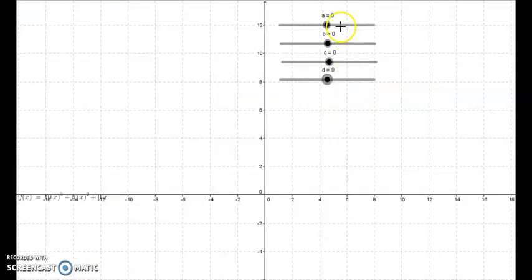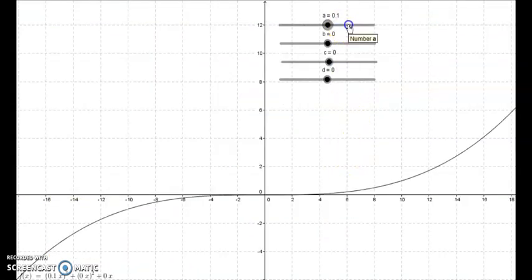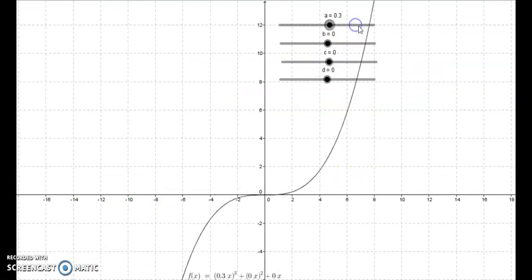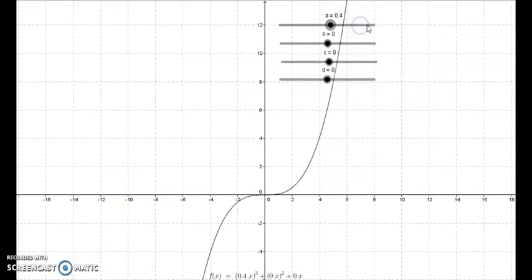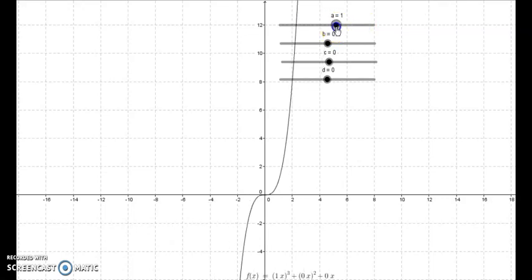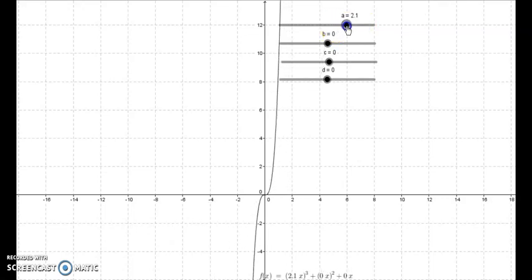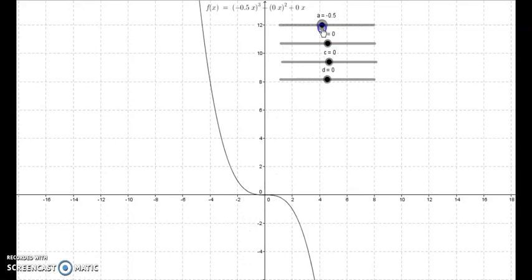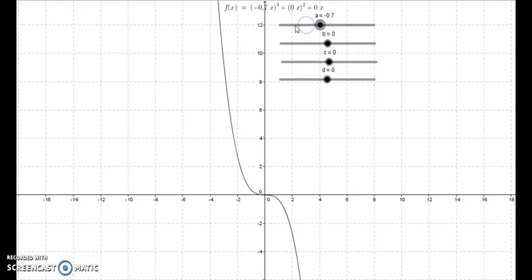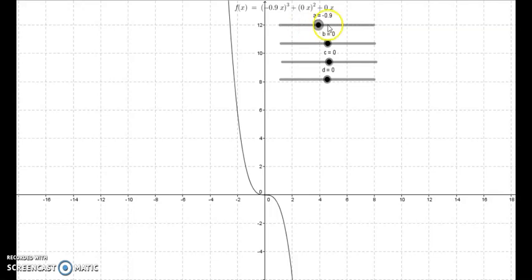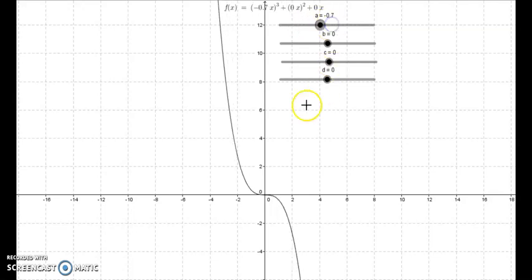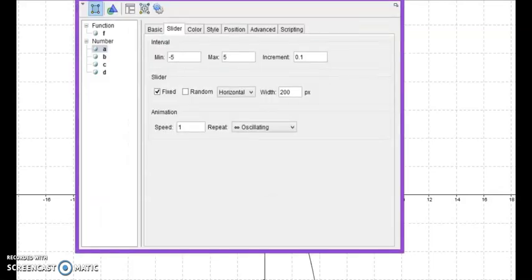Now we'll quickly see what happens with the graph when a is positive. I can see when all my other values are 0, and I increase these values, what happens to the function. When a is negative, I can see the values of this function. I want to get to a positive point.